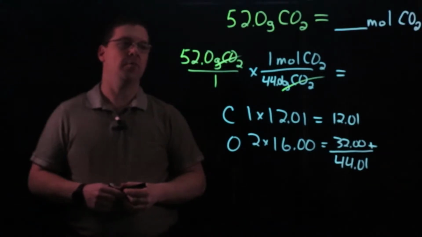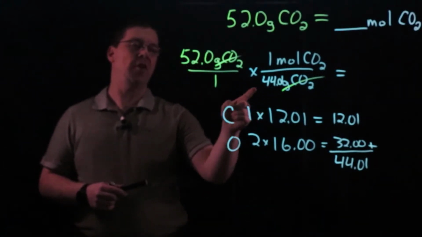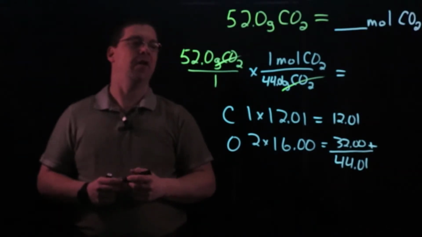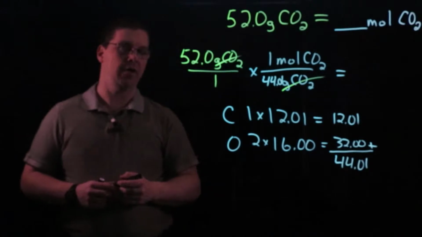When I do the math, I'm going to take my numerator, 52.0, divided by my denominator, 44.01, and I'm going to come up with 1.18 moles of carbon dioxide.